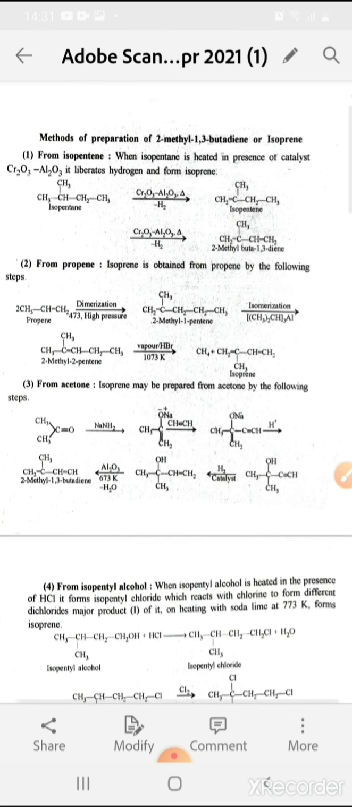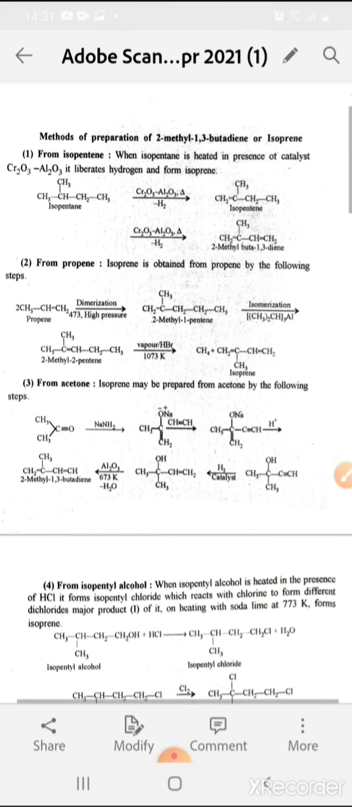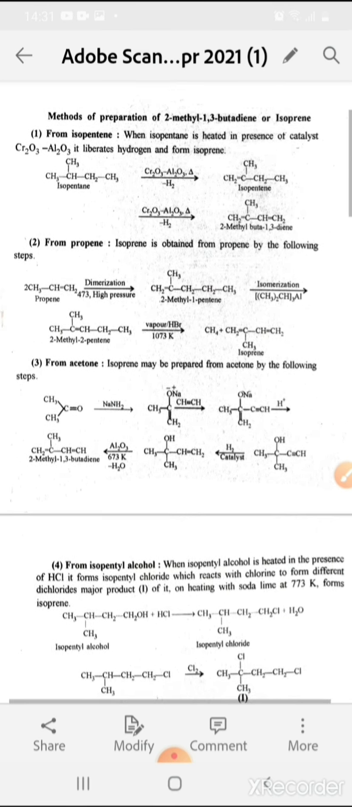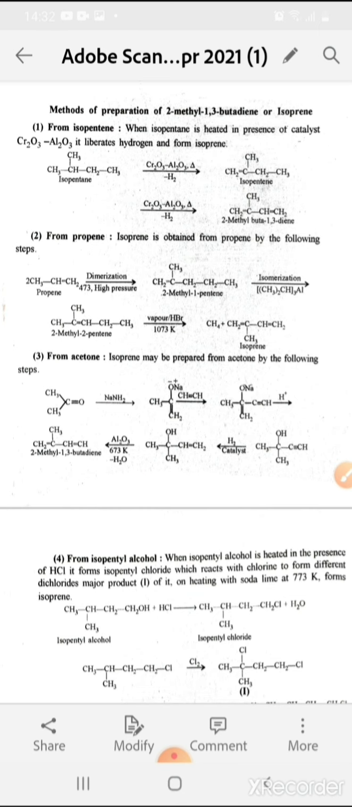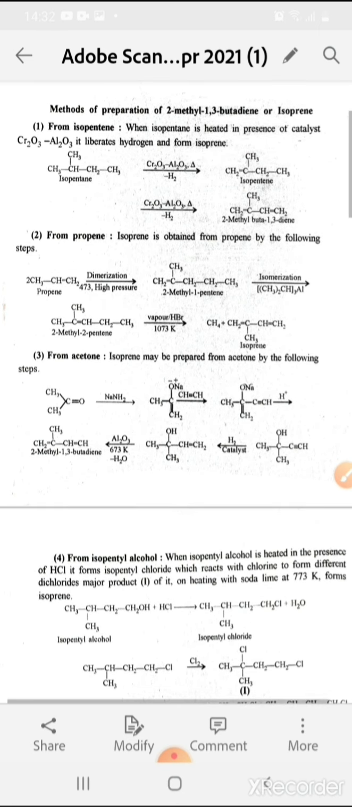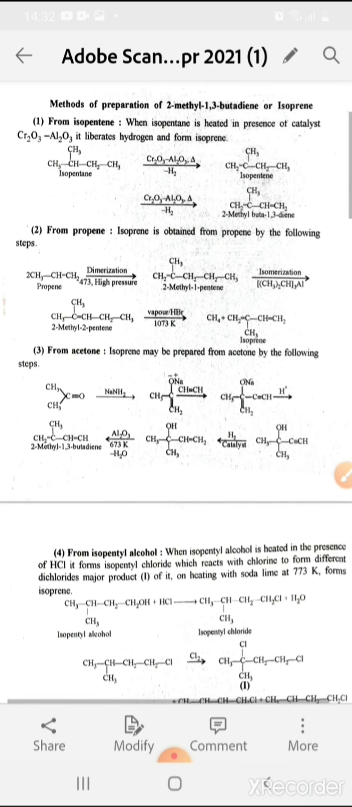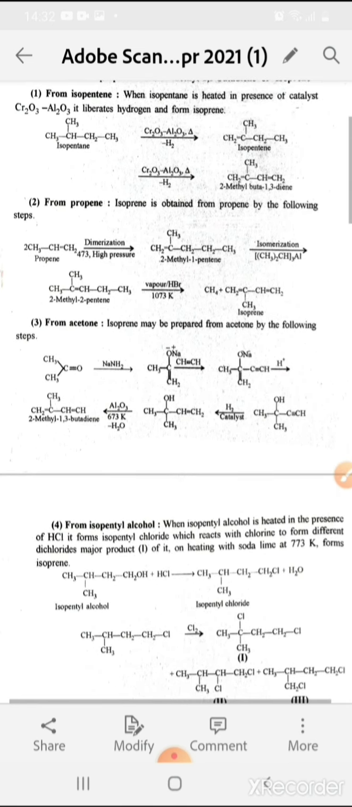So here we see that isopentane is heated in the presence of Cr2O3 Al2O3, liberates a molecule of hydrogen and gets converted to isopentene. Now this isopentene is further heated in the presence of catalyst Cr2O3 Al2O3, liberates another molecule of hydrogen and gets converted into 2-methyl-buta-1,3-diene. Now the second method is from propene.